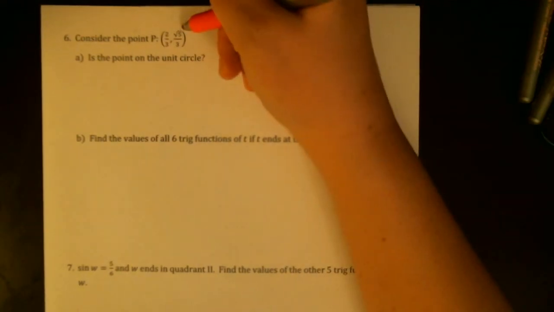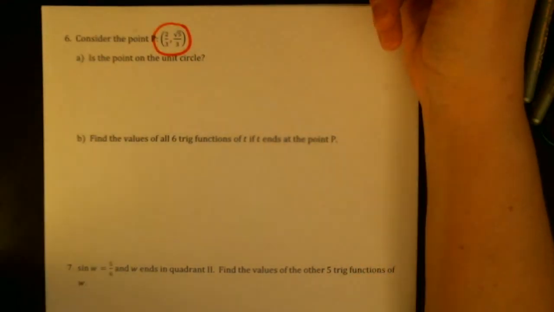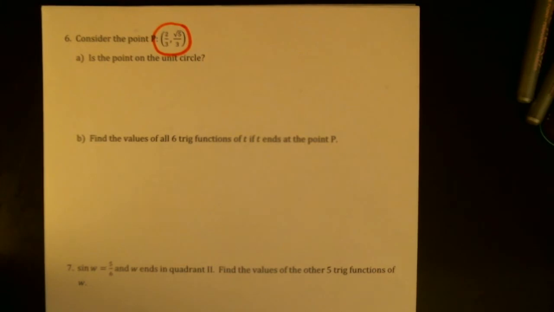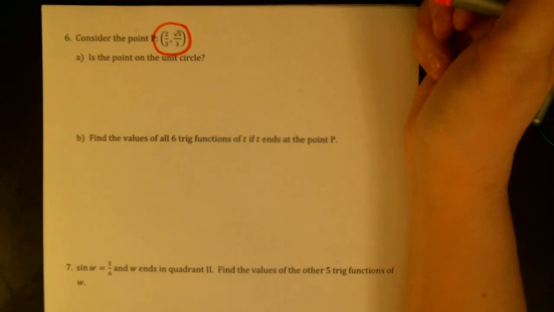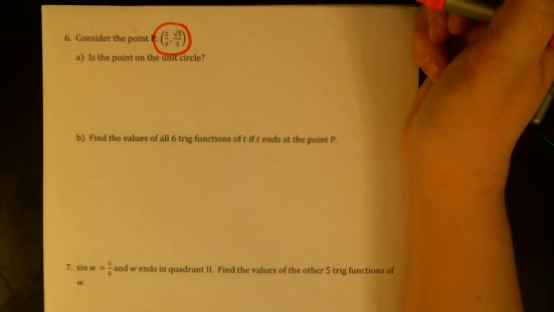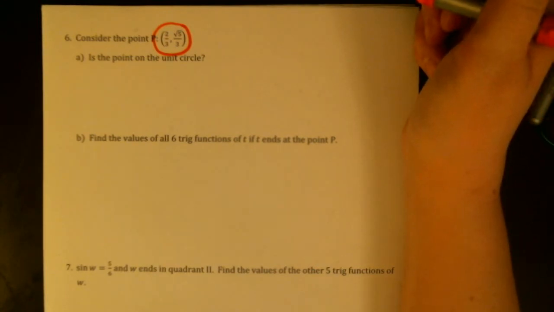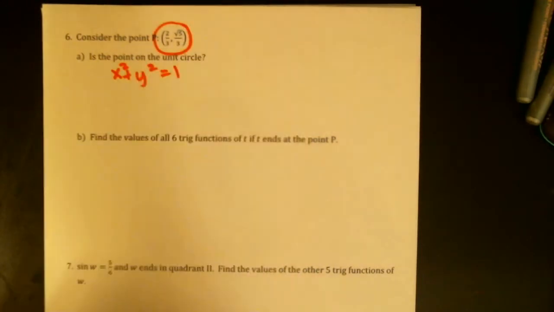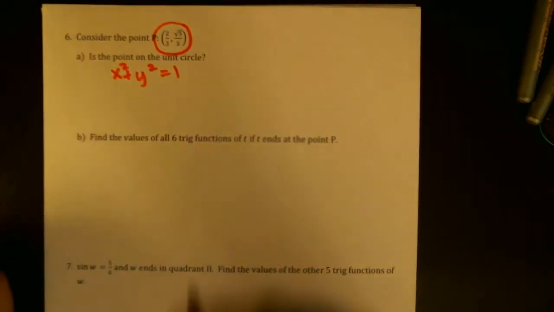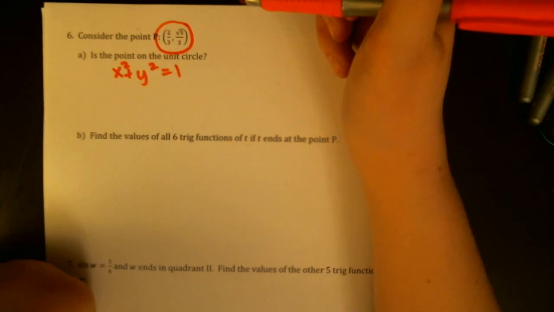So I give you a point, 2/3, root 5 over 3. And the very first question is, do we actually know that that point is on the unit circle? I think the easiest way to establish that is to remember the relationship between x and y for points that are on the unit circle. If you're on the unit circle, you are exactly 1 unit from the origin, which means you should satisfy the Pythagorean x squared plus y squared equals 1. So we can check this.